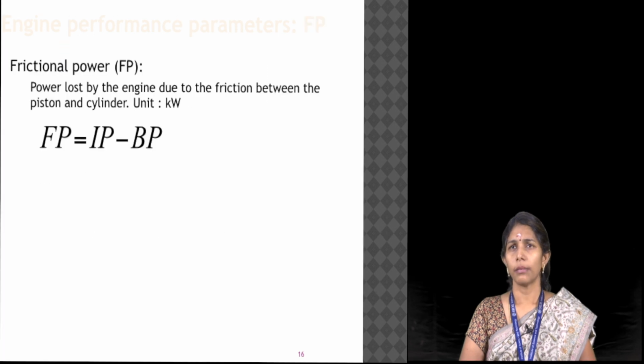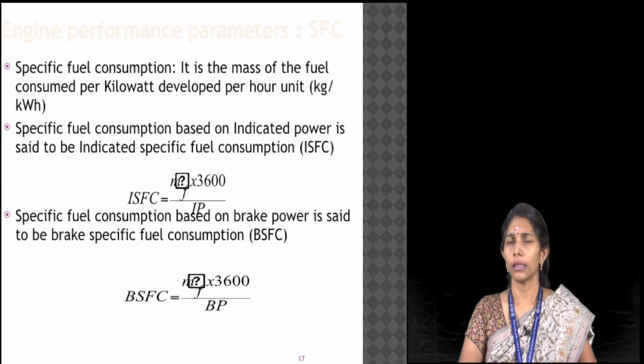The frictional power can be calculated as the difference between indicated power and brake power. It is expressed in kilowatt. Next is specific fuel consumption. We can define this term as the mass of fuel consumed in kg per kilowatt hour.